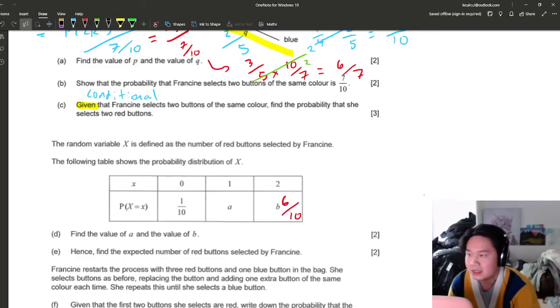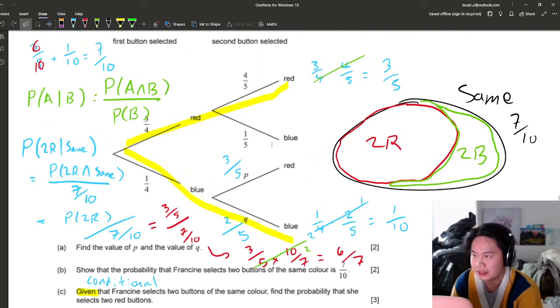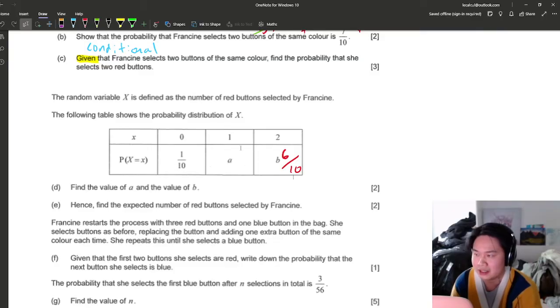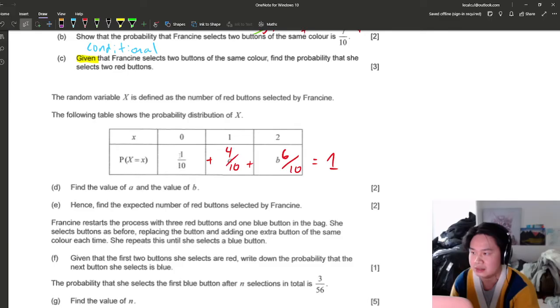And if you want to find the probability that she gets 1 red, there are 2 ways you can do it. You can add the probabilities of red then blue and blue then red together. Or you can use the fact that in a distribution table, the probabilities have to total 1. If they have to total 1, then this has to be 4/10. Because, sorry, not 4, 7/10.